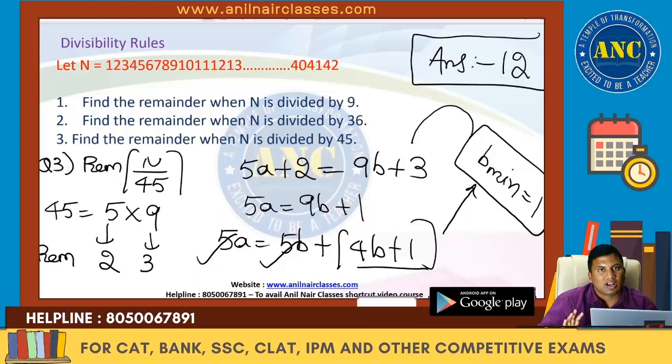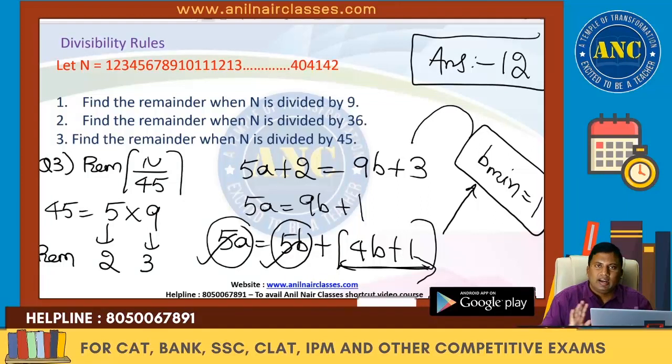45 is a composite number. Write the composite number as a product of two coprimes, 5 and 9. The divisibility rule of 5 is that the unit digit should be 0 or 5. I got 2, so it gives a remainder 2. The divisibility rule for 9 is that the sum of the digits should be divisible by 9. So 9b plus 3. 5a plus 2 is equivalent to 9b plus 3, so 5a is equivalent to 9b plus 1. This should be divisible by 5. b value is 1. 9 plus 3, the answer is 12. Idea clear? Third question done.